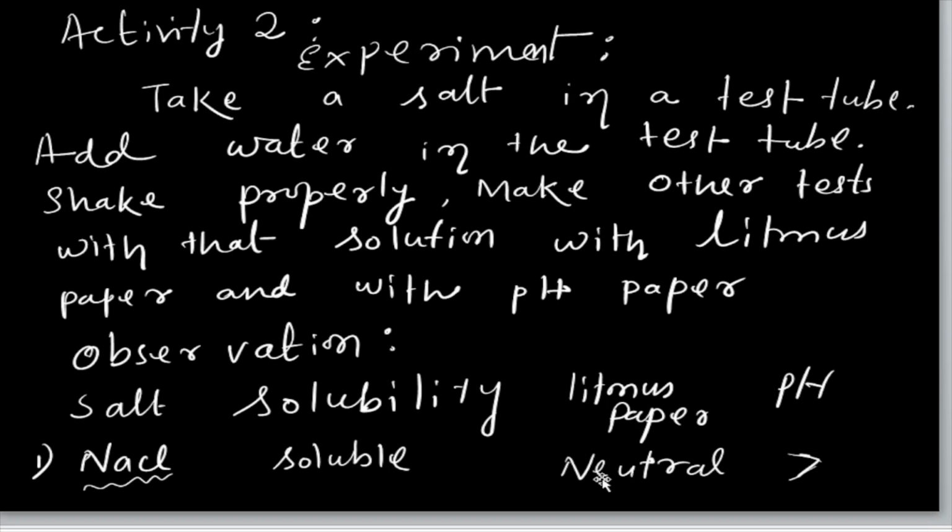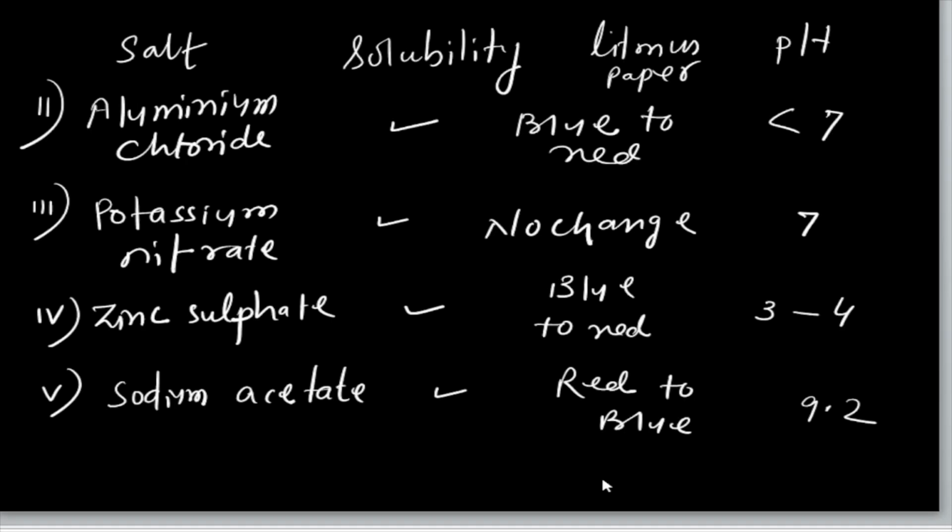Then come to the next salt, that is aluminum chloride. Solubility, right, means it is soluble in water. Blue to red. Blue to red means what? It is acidic in nature. That is why pH is less than 7. You know, pH 7 is neutral. Less than 7, acidity increases, and greater than 7, basicity increases. Now here, aluminum chloride turns blue litmus paper to red. Blue to red means it is acidic. Potassium nitrate, no change. No change means neither blue changes to red nor red litmus paper changes to blue.